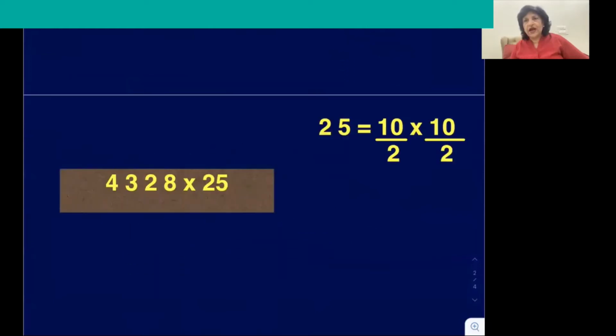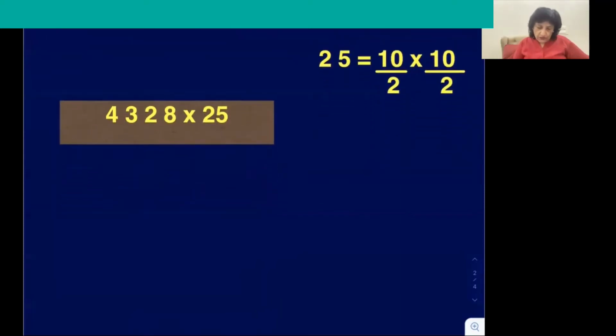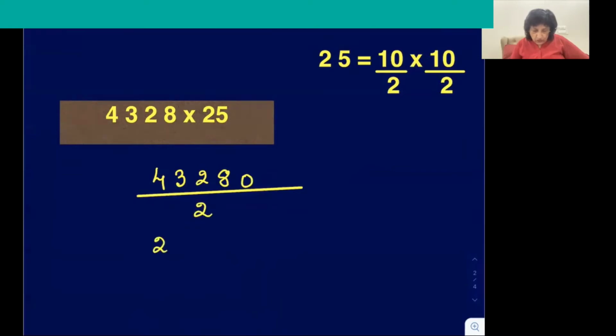Now let us see how we use this concept when we have to multiply the number by 5 into 5, that is 25. Now 25 can be written as 5 into 5 and 5 can be written as 10 divided by 2 multiplied by 10 divided by 2. So how do we do this one? We take the number 4, 3, 2, 8. First, we join 1 0 at the end of this number and do the first step. And the second step would be to divide this whole number by 2 and we get 2, 1, 6, 4, 0.